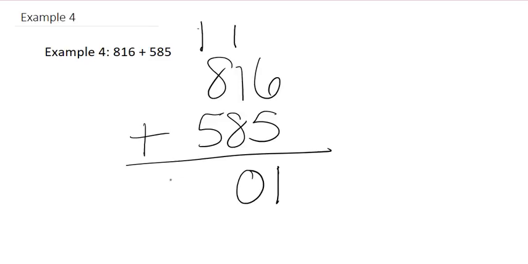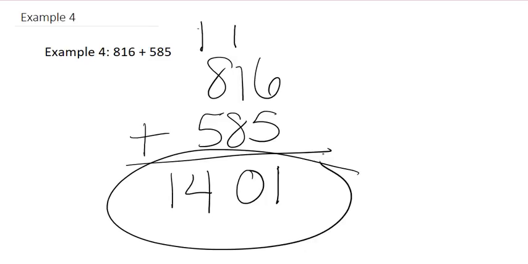Since we do not have any more to add, we will just write down the 14 below. So our answer is 1,401. So in both of these examples, we lined up the numbers to ensure that their place values were directly above one another. We then continued to add, ensuring that we carried any digits that were necessary. And now that we've covered the basics about adding whole numbers, let's apply the rules back to our military time scenarios.